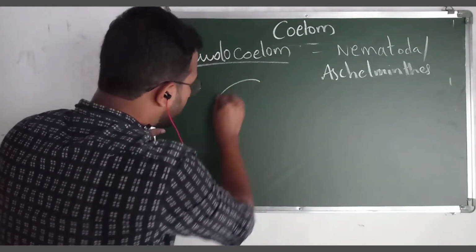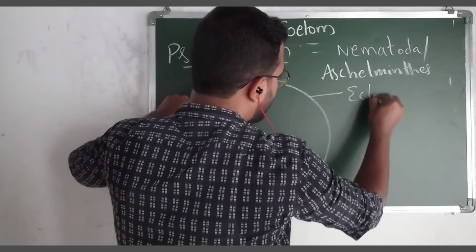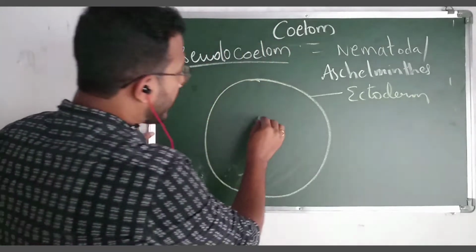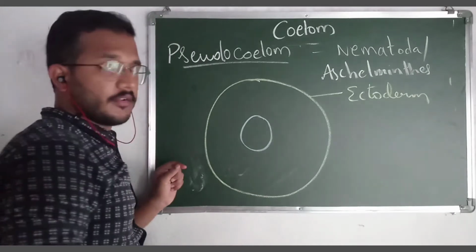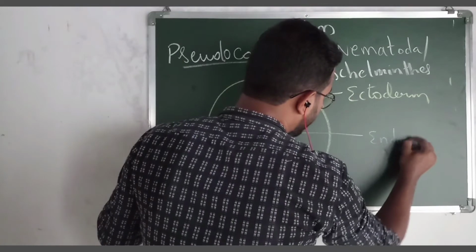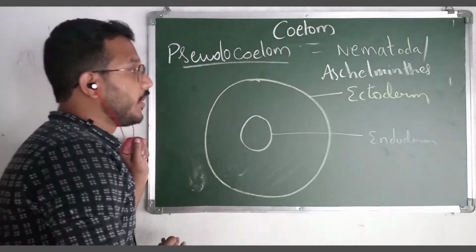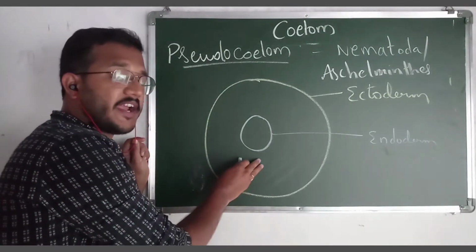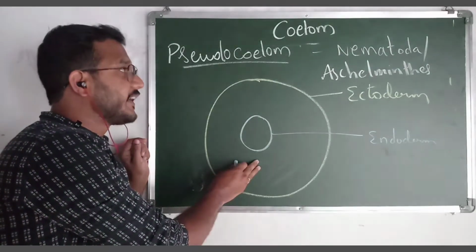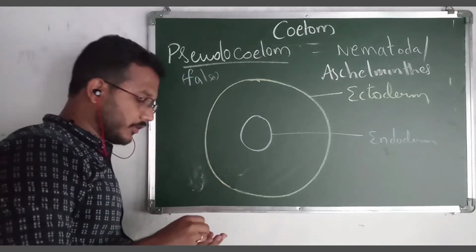As normal, this is the outer body wall formed by ectoderm. And here we have the inner alimentary canal, that is gut. It is formed by endoderm. And this is the space, the whole space. Now, what is coelom? The space is to be lined by mesoderm. Then it is called true coelom. But here, in the case of a false coelom, pseudo means false.